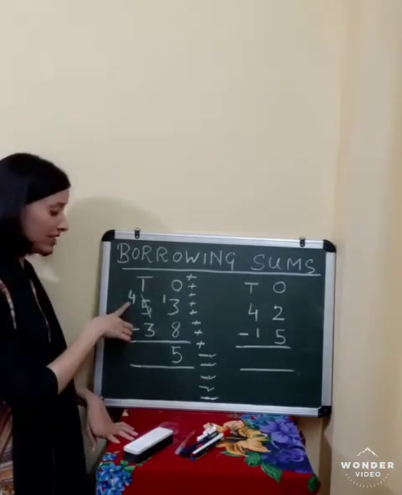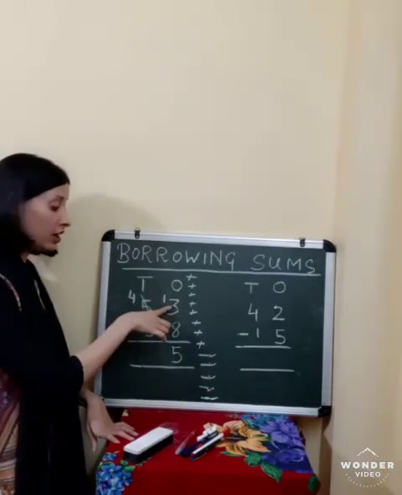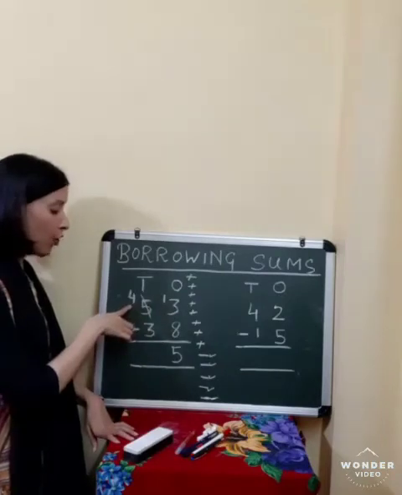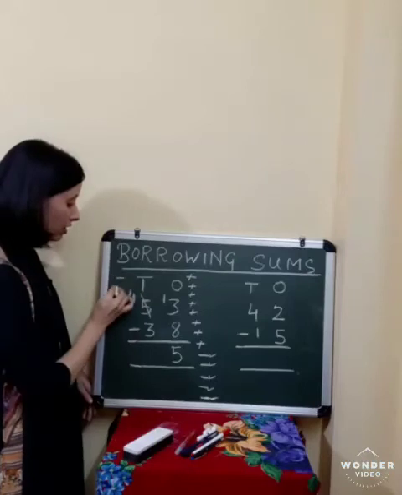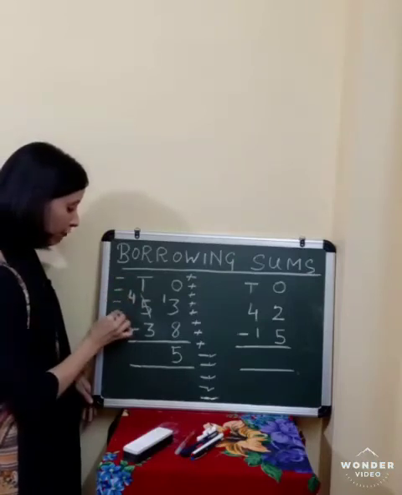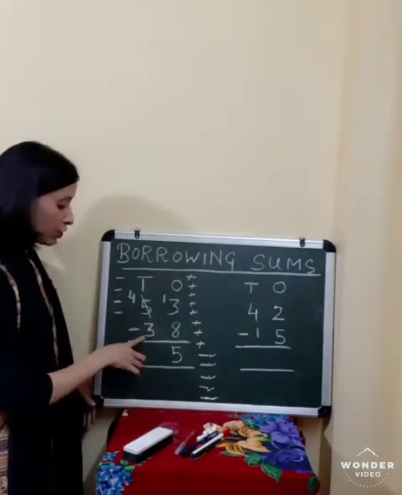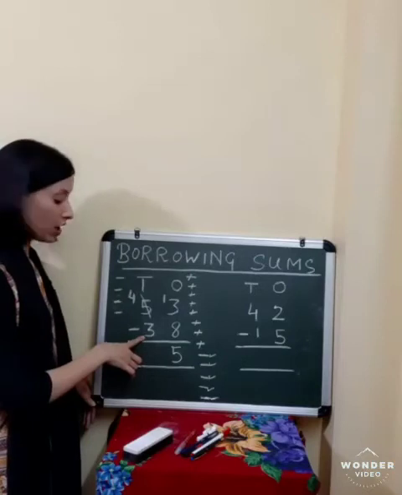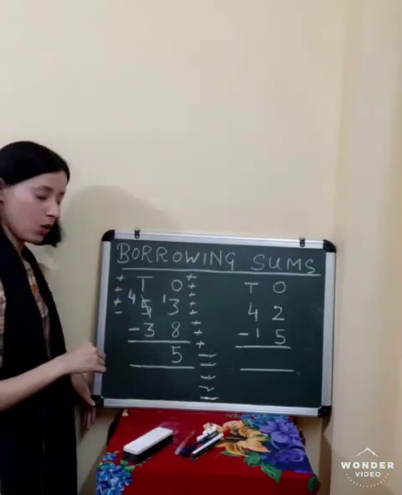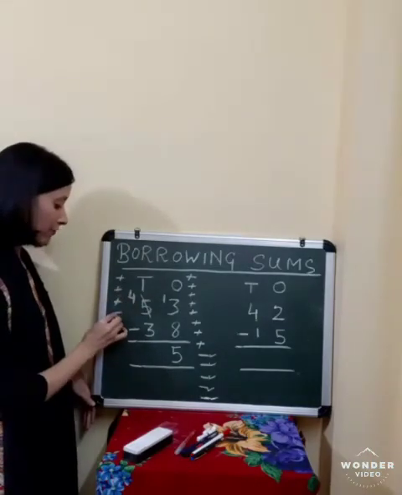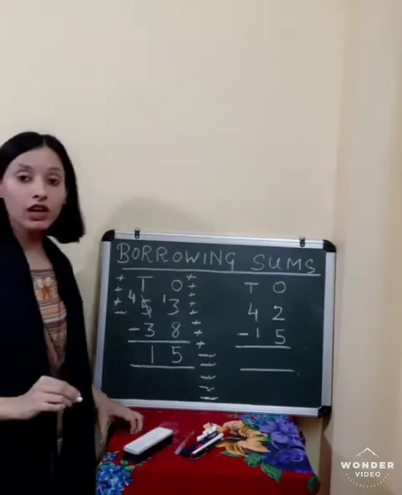Now here 4 is there on top. Why is 4 there? Why is 5 not there? Because from this 5, 1 is given to this 3. So 4 is left over here. So 4 lines will be drawn over here. 1, 2, 3, 4. From this 4, you are going to take out 3. So you have to cut out 3 lines. 1, 2, 3. So you take out 3. You are left with 1. So what will come over here? 1 will come over here.